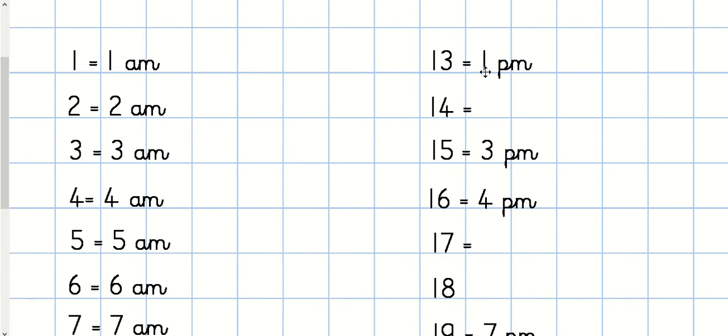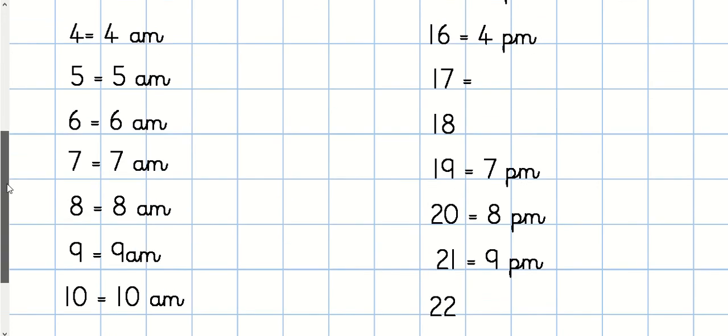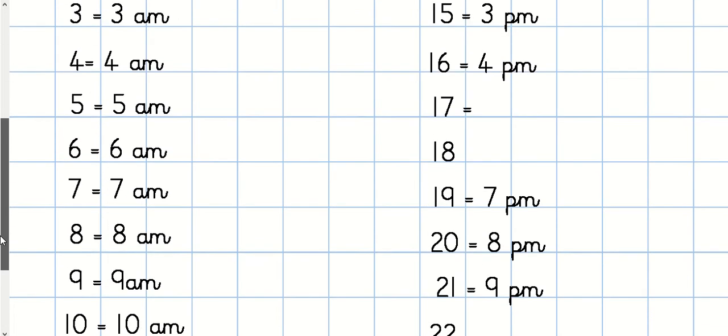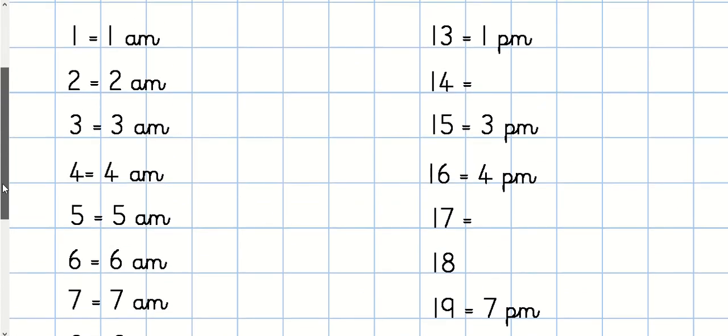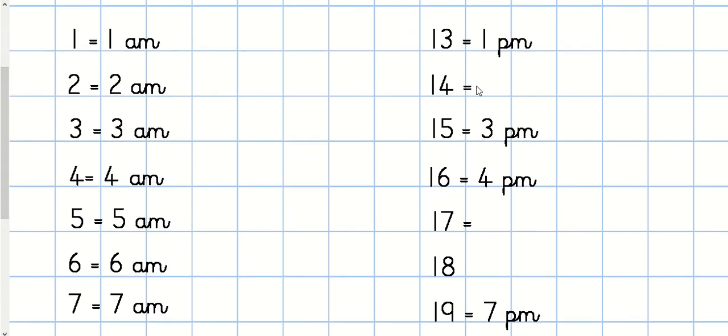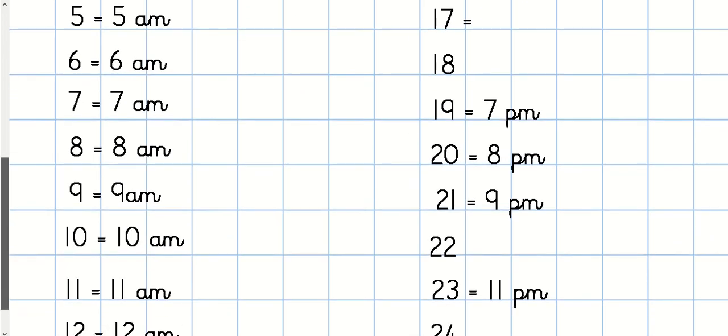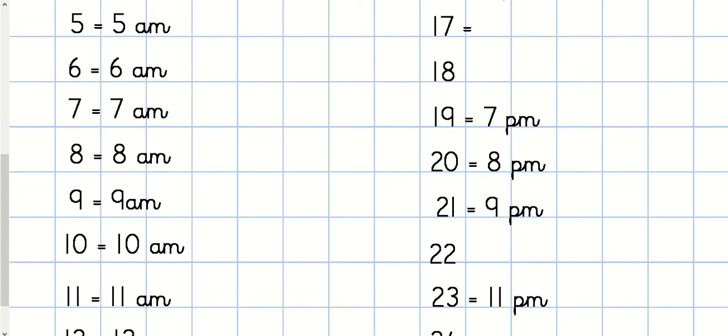However, when we go into our bigger numbers, 13, 14, 15, these actually represent our second spin on a 12-hour clock, or what we call the PM. So if 13 equals 1 PM, 14 is going to equal, that's right, 2 PM. Can you please fill in the rest of these blanks, and then we'll go through them together. Pause the video and have a go.